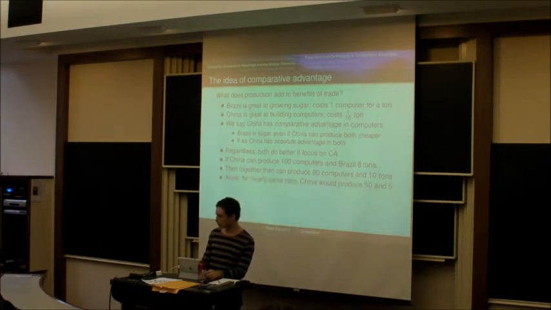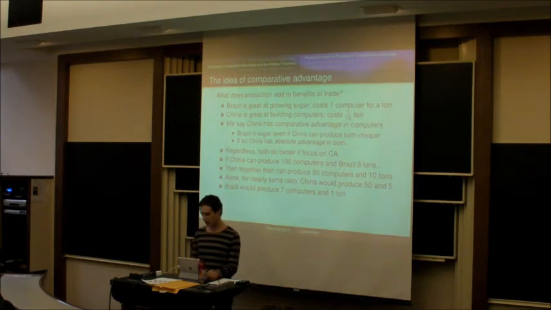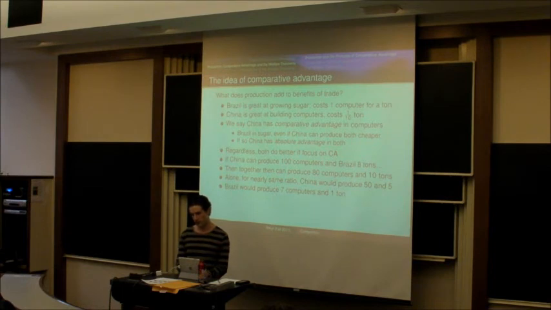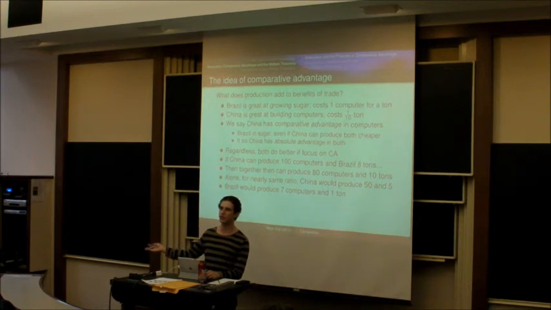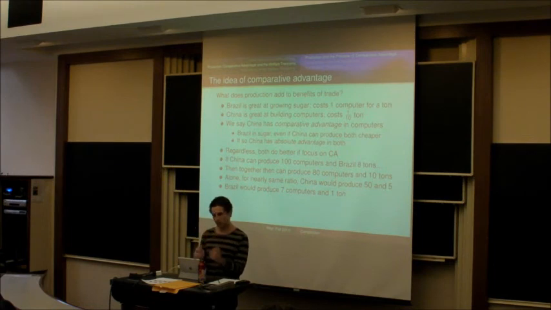China would only produce 50 computers and 5 tons of sugar. And if Brazil tried to do the same thing, they would produce 7 computers and 1 ton of sugar. And you add those two things together, and it's a heck of a lot less than 80 computers and 10 tons of sugar, right? It's 57 computers and 6 tons of sugar. And the reason is that Brazil is just more productive, so it doesn't make sense for Brazil to be making any computers, and it doesn't make sense for China to be making any sugar. They should specialize, and then they should sort of determine between them what the right mixture is.